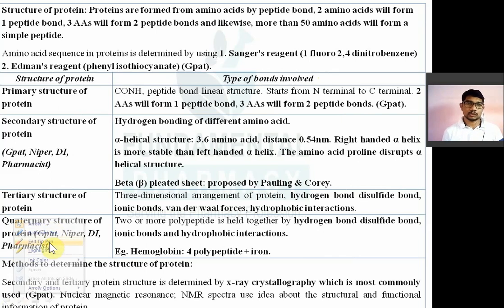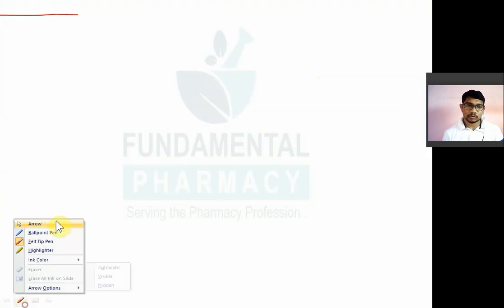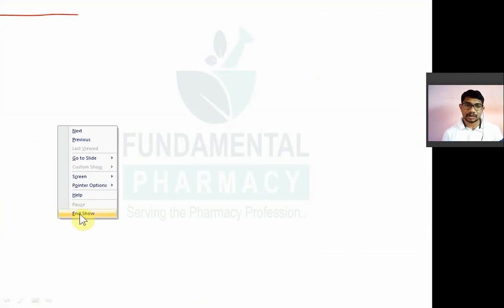So as I have told you, proteins are nothing but the polymer of amino acids. They are formed by the interaction of two amino acids. So two amino acids will interact with each other to form a peptide bond. So they are formed by peptide bonds. Now two amino acids will form one peptide bond. Likewise, three amino acids will form two peptide bonds. Four amino acids will form three peptide bonds.